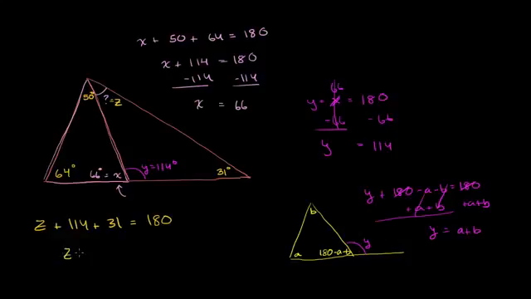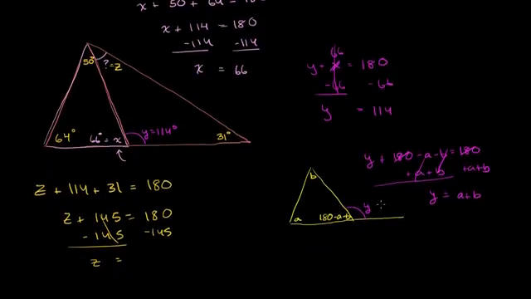So we get z plus, what is this, 145? 145 is equal to 180. Did I do that right? We have a 15 and then a 30. Yep, z plus 145 is equal to 180. Subtract 145 from both sides of this equation, and we are left with z is equal to 180 minus 145, which is equal to 35. So z is equal to 35 degrees, and we are done.